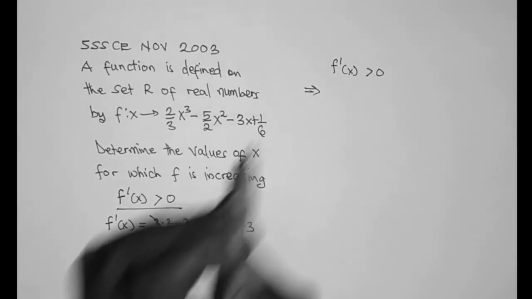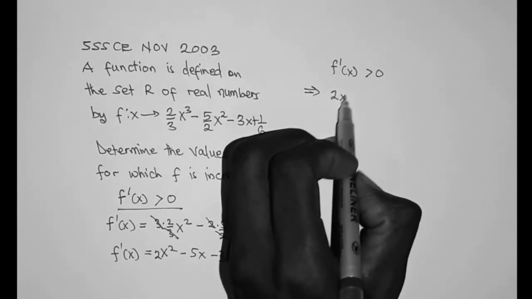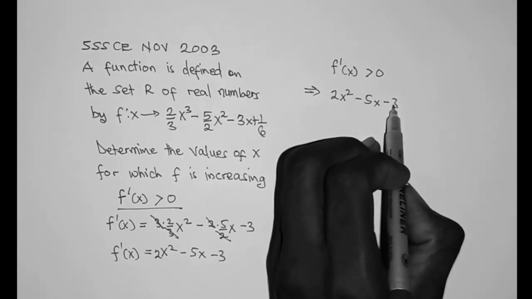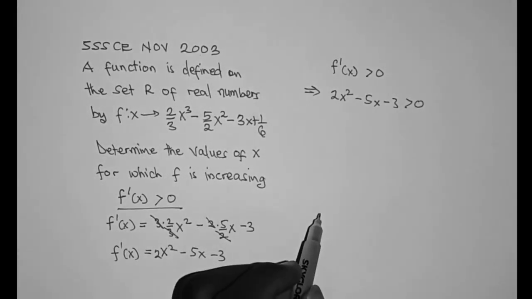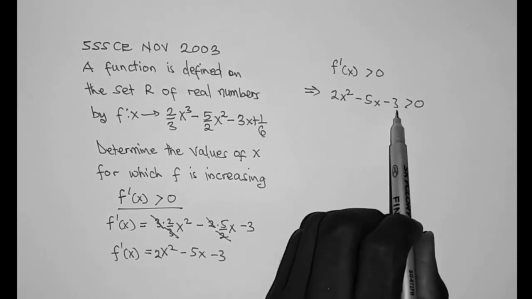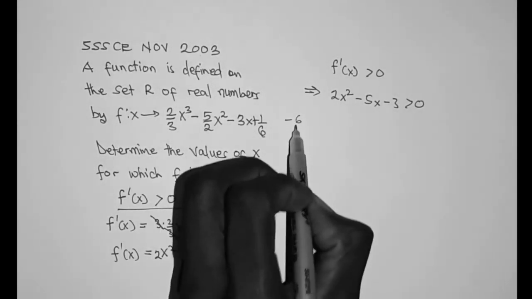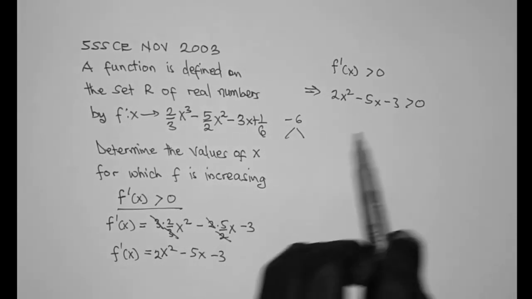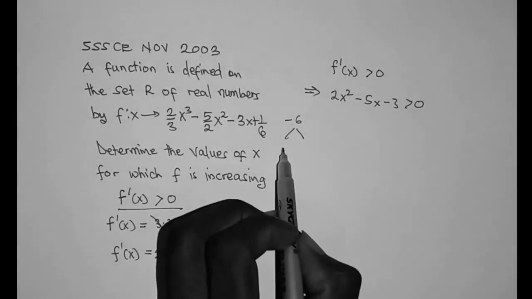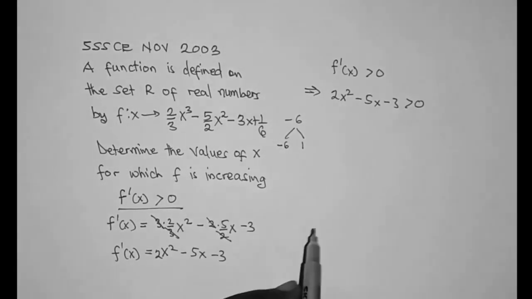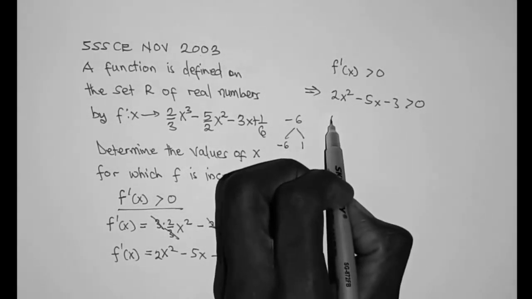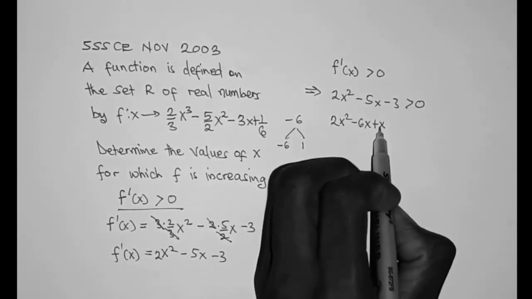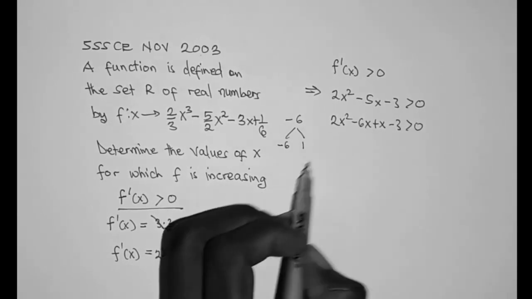So we need to set f prime of x greater than 0. This implies that 2x squared minus 5x minus 3 is greater than 0. So you see that 2 times minus 3 is minus 6. You need to find two numbers that when you multiply you get minus 6, but when you add you get minus 5. Those numbers are minus 6 and 1. So this can further be written as 2x squared minus 6x plus x minus 3 is greater than 0.